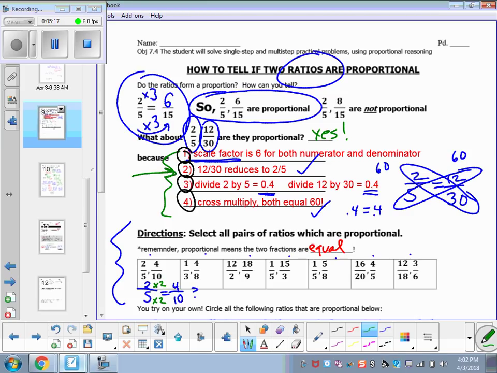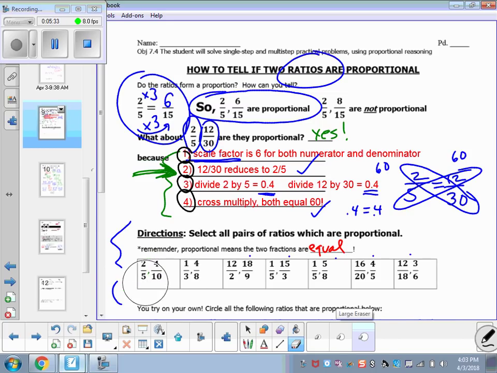Now let's take a look at the second check step then, dividing them. If I divide 2 by 5, I get 0.4, and 4/10 is also 0.4. So because they both equal 0.4, yep, they're proportional.